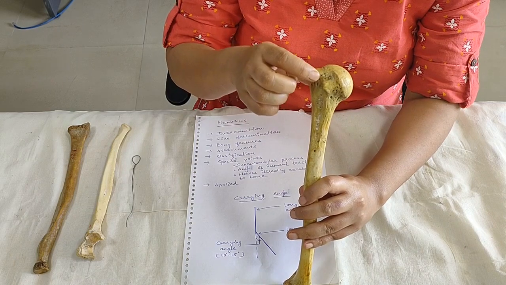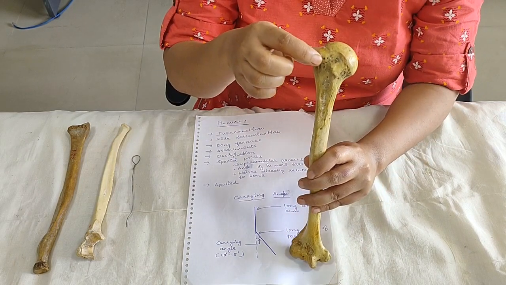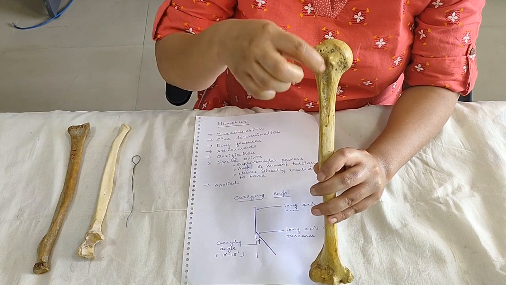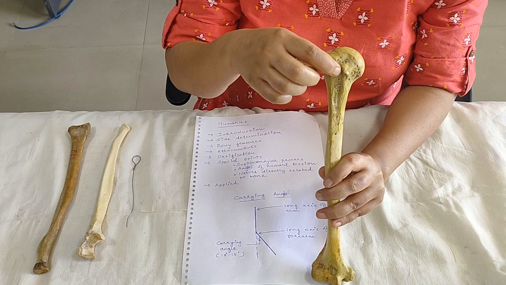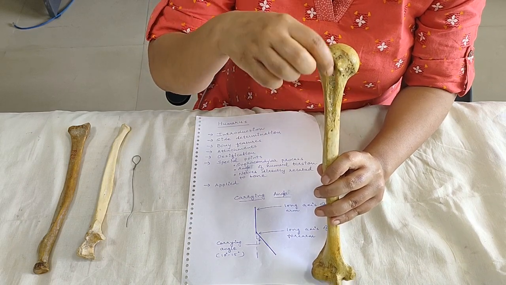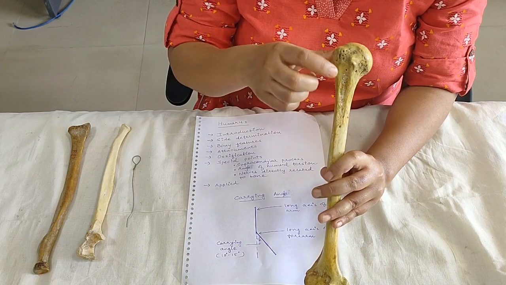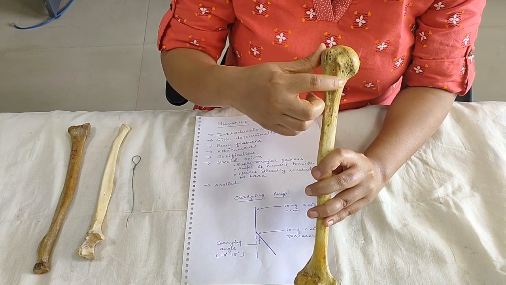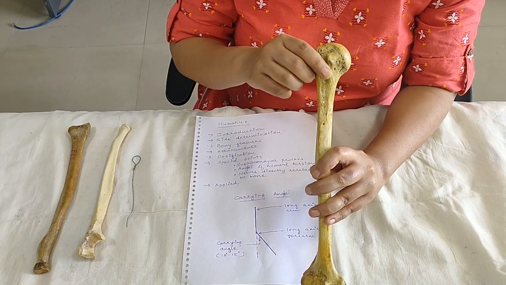Intertubercular sulcus, which is present between lesser tubercle and greater tubercle. This is intertubercular sulcus. Long head of the biceps brachii, its tendon passes from this sulcus, so it is also called bicipital groove. It is having 2 lips, medial lip and lateral lip.